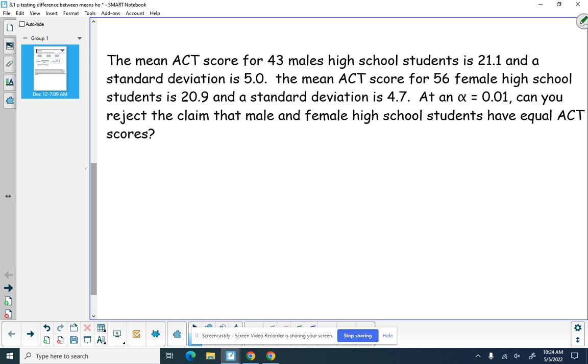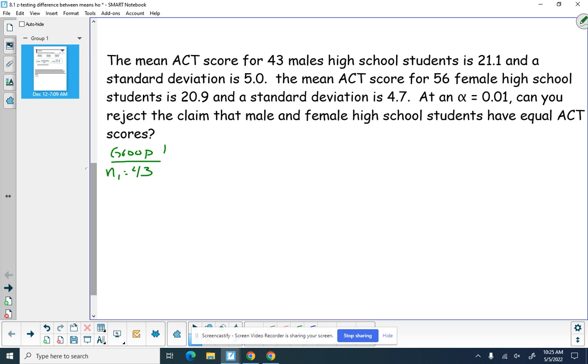Okay, so what you have to categorize is what is group 1 and group 2 for you. To me, I keep it simple as possible in my brain. Whatever group comes first in the problem is my group 1. Why? Because they came first. Whatever group comes second in my problem, I'm putting as group number 2. Okay, so if I look here, I have 43 males. That's my first group. So my group 1, I got my sample size, N1 is 43.